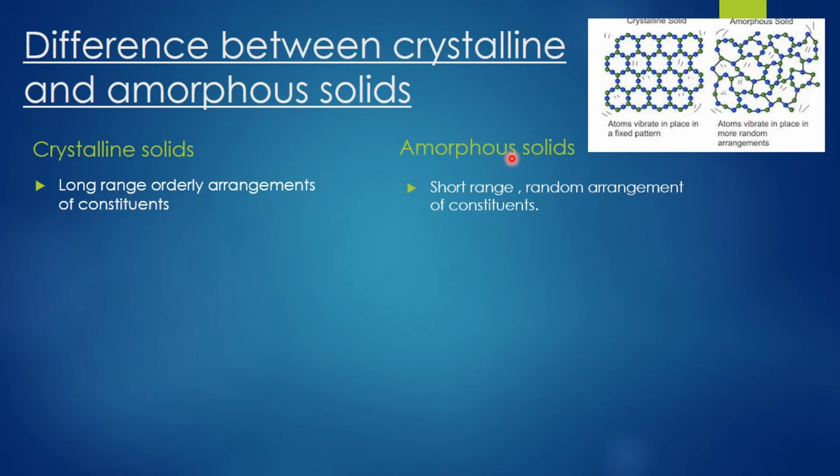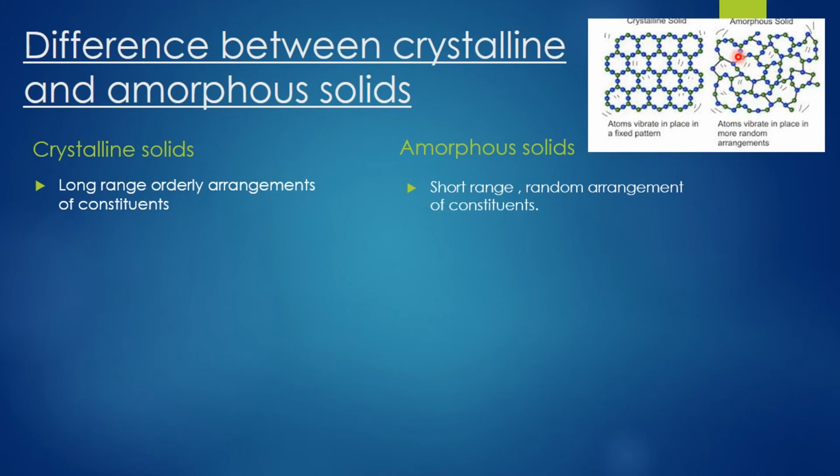But in the case of amorphous solid, it is a short range and random arrangement of its constituents. Short range means only for a few angstrom distance. Within that distance, the amorphous solid seems to be packed perfectly. When you go beyond a little limit, you can find there will be some disorder.